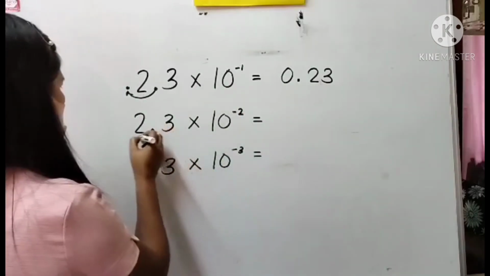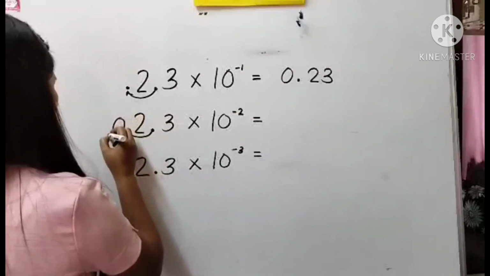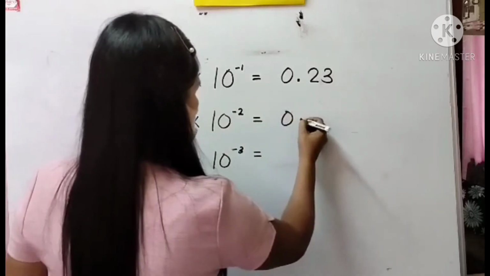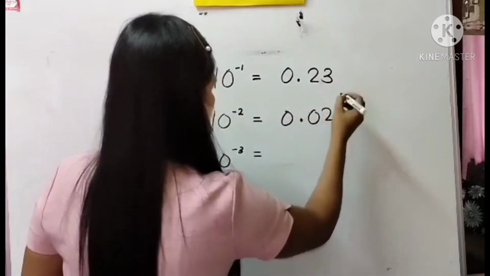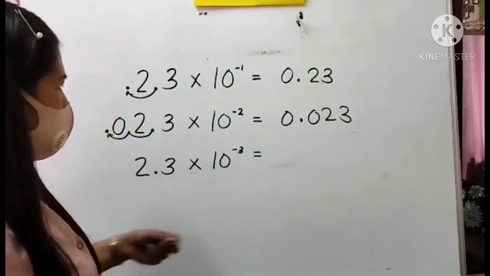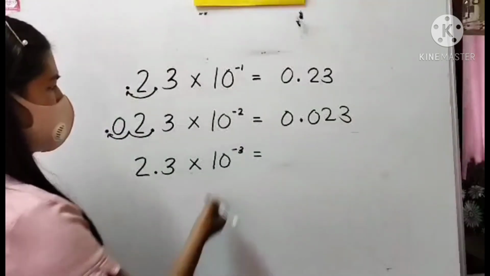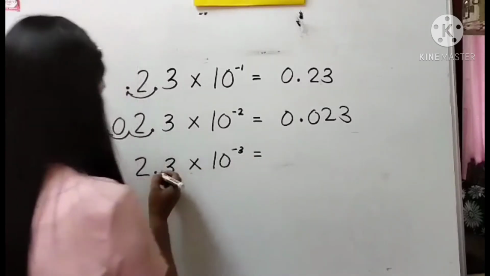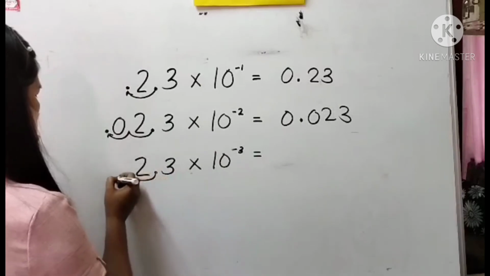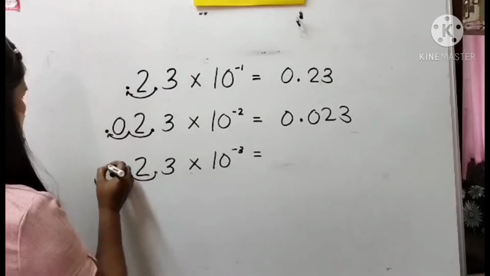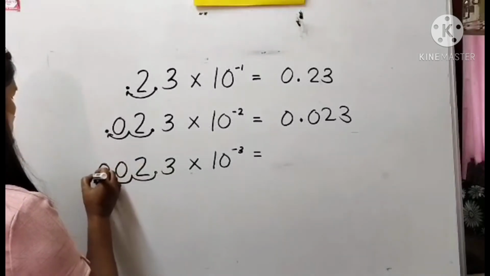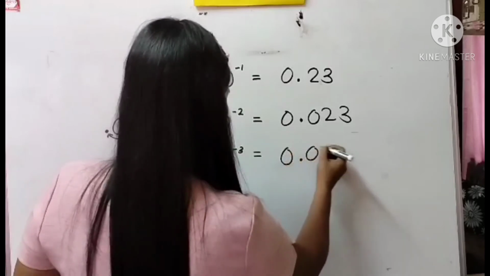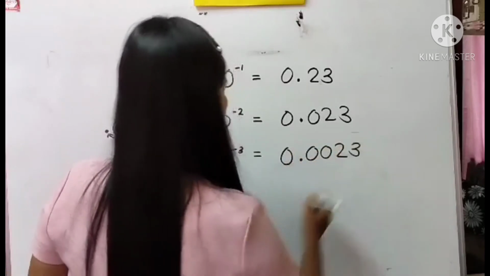The next one is negative 2, so that means you will be moving 2 places to the left. So we have 1, 2, so your decimal point will be here. That will give you 23 thousandths. And the last one is negative 3, so that means you will be moving 3 places to the left. So 1, 2, 3. So zeros, and we have here your decimal point. That will give you 23 ten thousandths.